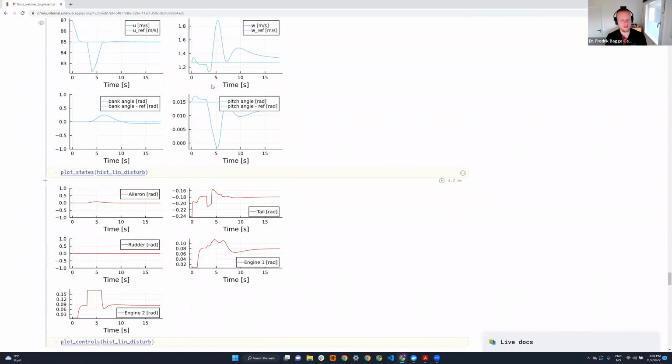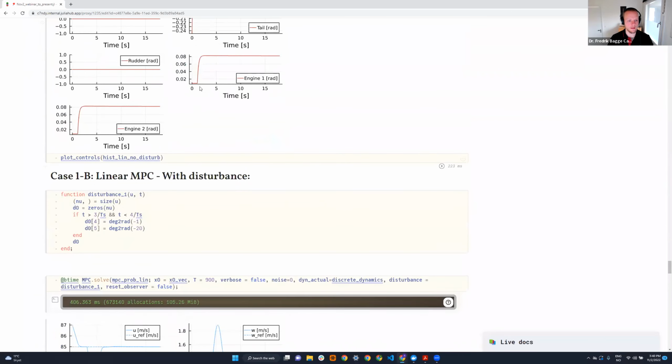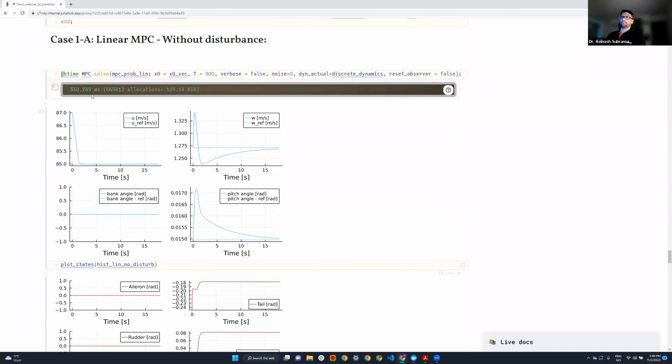So you showed there, Avinash, printouts after you have simulated the system. It says timing there. Right. 350 milliseconds. So this is 350 milliseconds to solve this linear MPC problem without disturbance for 900 time steps, which means that the frequency is in the order of 3000 hertz in this case.